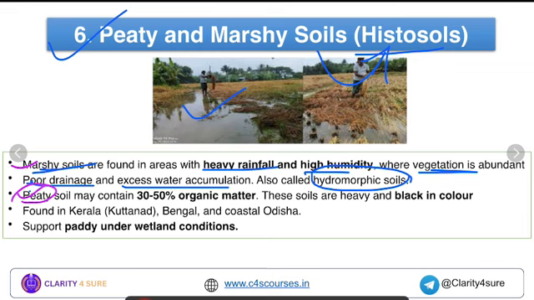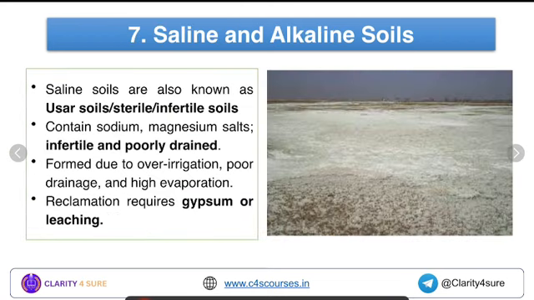The peaty soil: peat is slightly decomposed organic matter. It looks black in color and has a high percentage of organic matter. Around 30 to 50 percent organic matter could be there in the peaty soil, and they are found in the areas of Kerala, Bengal, and coastal Odisha. Because of this swampy and waterlogged condition, it is used by farmers for wetland paddy cultivation. So yes, this was it about the peaty and the marshy soil.